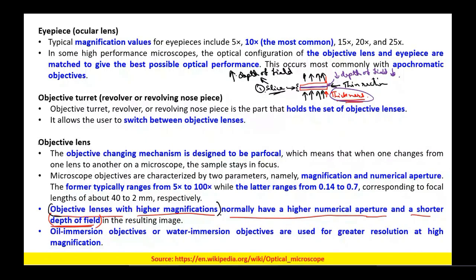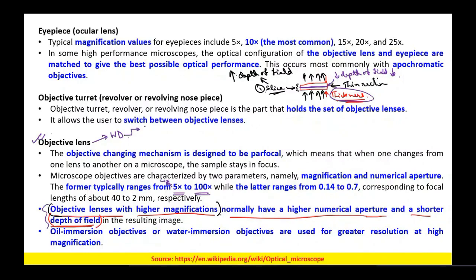Now herein, with respect to the objective lens, we have discussed the depth of field. When we talk about the magnification or the power of the objective lens, there are certain objective lenses which are 4x also. So in general it is 5x to 100x, but you can also find some objective lenses of 4x. Among these objective lenses there are two categories, and these categories are classified based on the working distance.